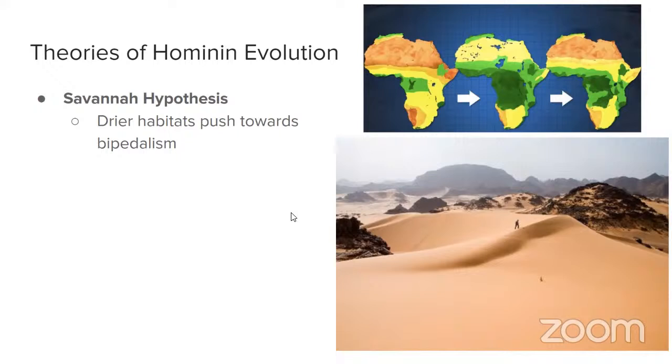Why do you think people say that? What would a drier habitat have to do with walking on two legs? So there's just nothing to climb on, but why not run around on all fours like a chimpanzee or a gorilla? Well, this is kind of hard. And that's kind of related to ideas about why the lack of fur, right?